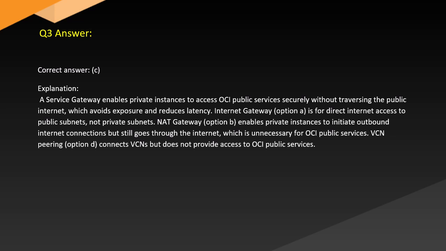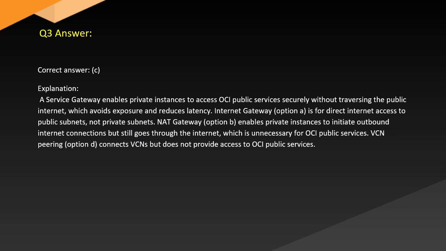Answer. Correct answer: C. Explanation. A service gateway enables private instances to access OCI public services securely without traversing the public internet, which avoids exposure and reduces latency. Internet gateway, option A, is for direct internet access to public subnets, not private subnets.